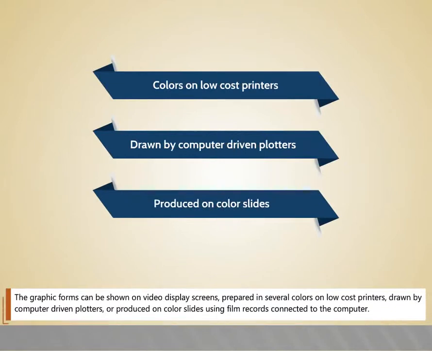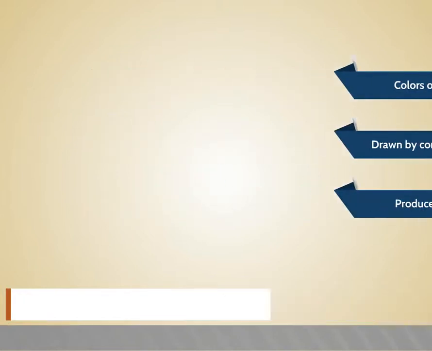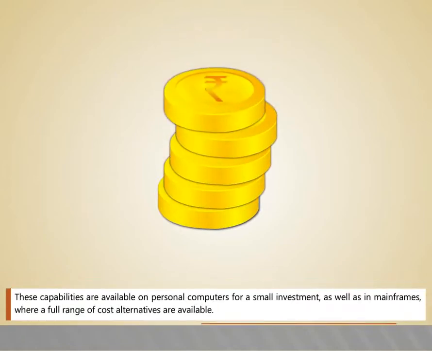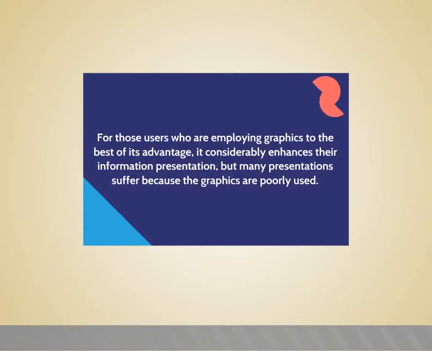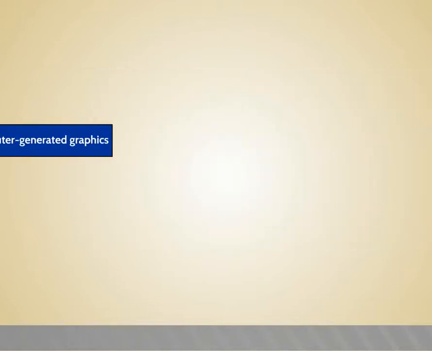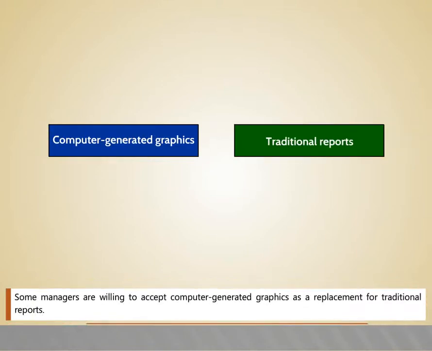The graphic forms can be shown on video display screens, prepared in several colors on low-cost printers, drawn by computer-driven plotters, or produced on color slides using film recorders connected to the computer. These capabilities are available on personal computers for a small investment, as well as in mainframes where a full range of cost alternatives are available. For those users who are employing graphics to the best of its advantage, it considerably enhances their information presentation, but many presentations suffer because the graphics are poorly used. Some managers are willing to accept computer-generated graphics as a replacement for traditional reports.